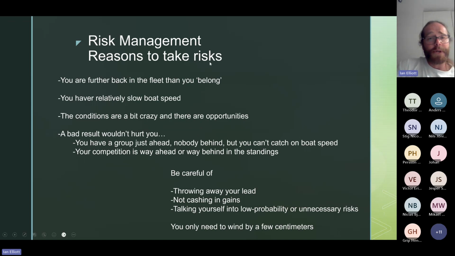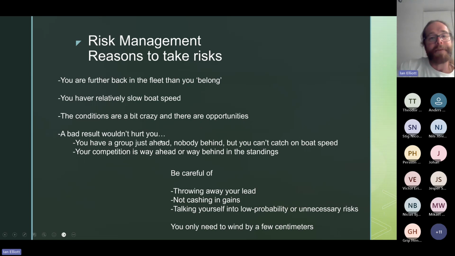You can also take risks if a bad result wouldn't hurt you. For example, this doesn't have to be, so I use the example of being so far ahead that nobody's going to pass you even if the risk doesn't pay off. Also, if you're so far behind that being even further behind doesn't really hurt.